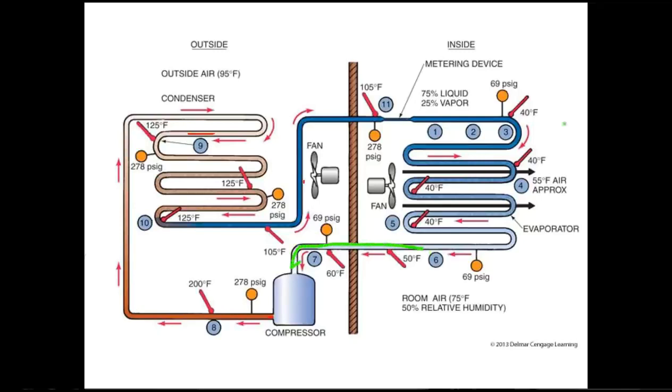So we're going to go through this quickly again. So we have a solid column of subcooled refrigerant that hits our metering device. The metering device drops the pressure, which drops the temperature. It changes us into the saturation state, where we have 75% liquid and 25% vapor.